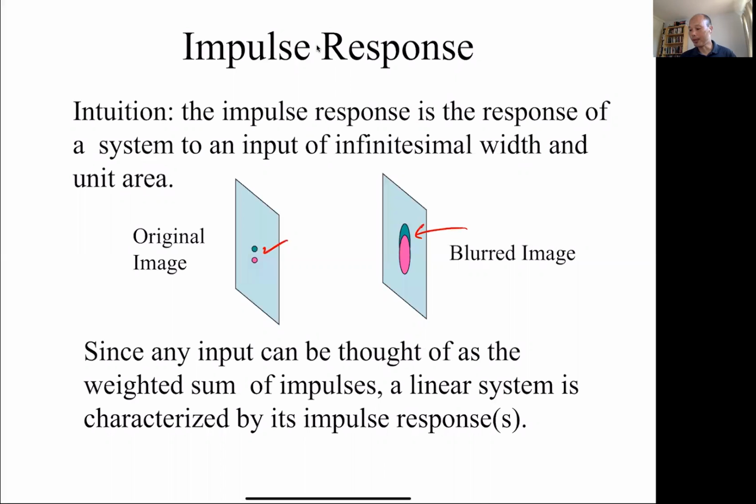The reason the impulse response is very useful is because we're going to see that any input can be thought of as a weighted sum of impulses. If we know the response to one impulse, we're going to be able to figure out the response to any arbitrary input by just treating that input as the sum of many, many impulse responses. We'll get into that in a little more detail, but I just wanted to give you the overview of where we're going with this session.